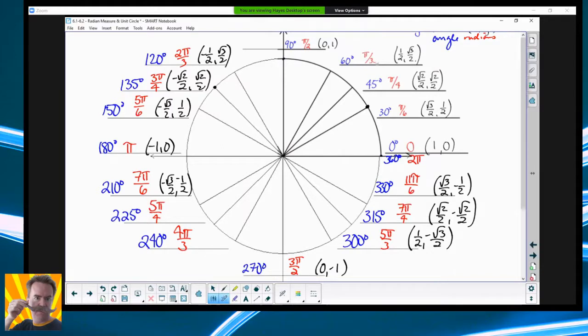Or again, you could also reflect it. This point is reflecting down here. It has a negative x value, but now we have a negative y value. So now I have negative root 2 over 2 and negative root 2 over 2. Likewise, I have a negative 1/2 and a negative root 3 over 2. And that's your unit circle.